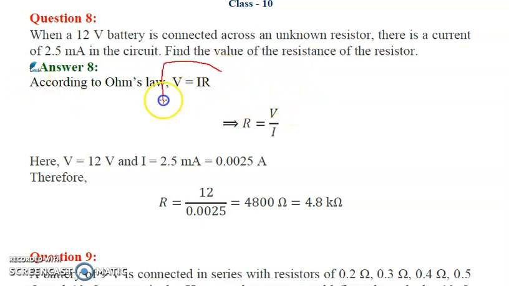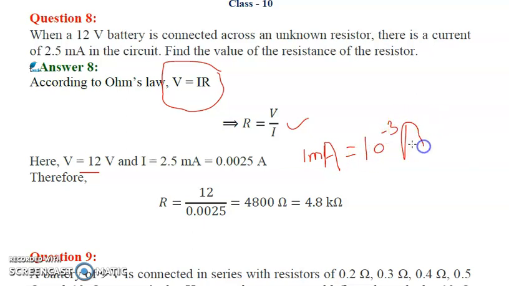We know that V is equal to IR from Ohm's law. R is equal to V upon I. Voltage has been given to us as 12 volt. I is 2.5 milliampere, and of course, we know 1 milliampere is equal to 10 raised to the power minus 3 ampere, because 1 ampere would be having 1000 milliamperes. Okay, so we'll divide this by 1000.